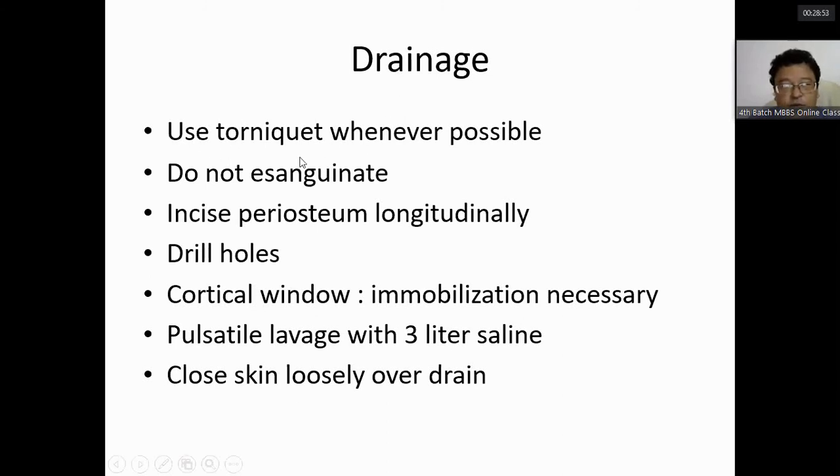You have to drain the pus. We use a tourniquet whenever possible, which means it's like a blood pressure cuff. Suppose you want to do an operative procedure in the tibia, then you put it in the femur. If you want to operate in the forearm, then you put it in the arm. But you cannot put a tourniquet for procedures in the femur and the humerus.